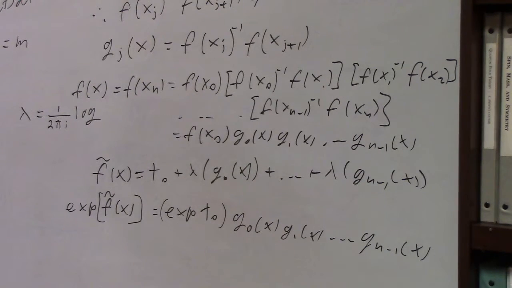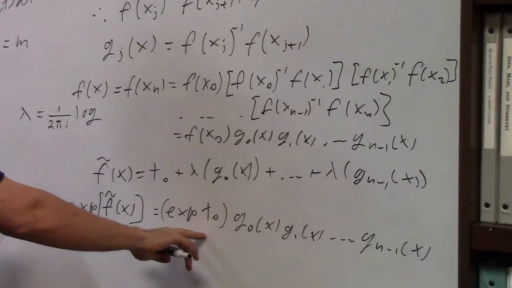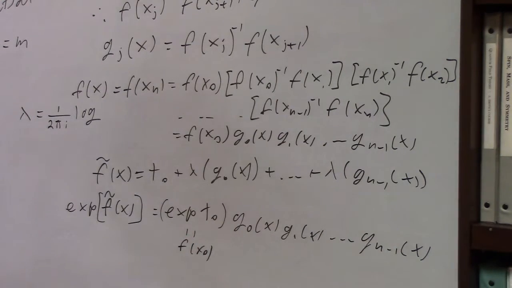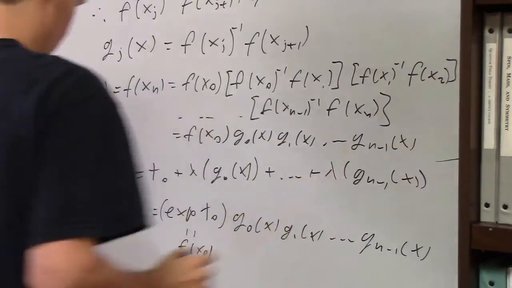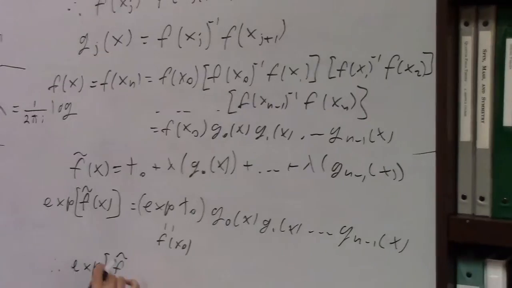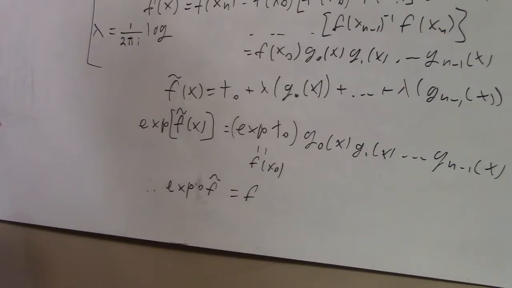And so I guess this is equal to f of x naught. So by this remark up here with the telescoping identity, we have exp of f tilde equal to f. So then finally, just prove uniqueness of the exponential.